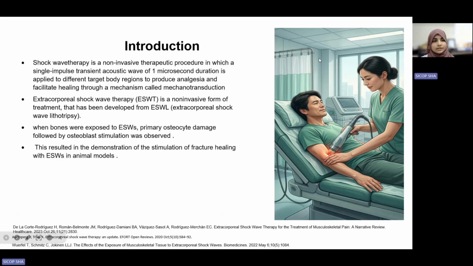Today the topic which I'll be covering is extracorporeal shockwave therapy. I'll be sharing the slide now. We'll be starting with the introduction of extracorporeal shockwave therapy.